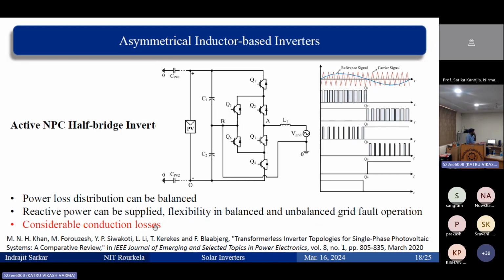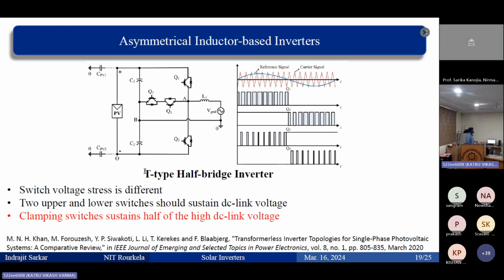But considerable conduction losses are there, because if you see here, Q5 and Q6, these two switches are completely on during half cycle. Then another inverter is there, which is T-type or transistor clamp type inverter. These switches are bidirectional. This is called bidirectional switch configuration.